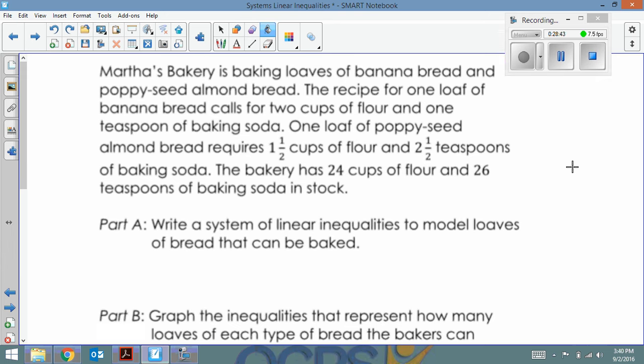Martha's Bakery is baking loaves of banana bread and poppy seed almond bread. The recipe for 1 loaf of banana bread calls for 2 cups of flour and 1 teaspoon of baking soda. 1 loaf of poppy seed almond bread requires 1.5 cups of flour and 2.5 teaspoons of baking soda. The bakery has 24 cups of flour and 26 teaspoons of baking soda.